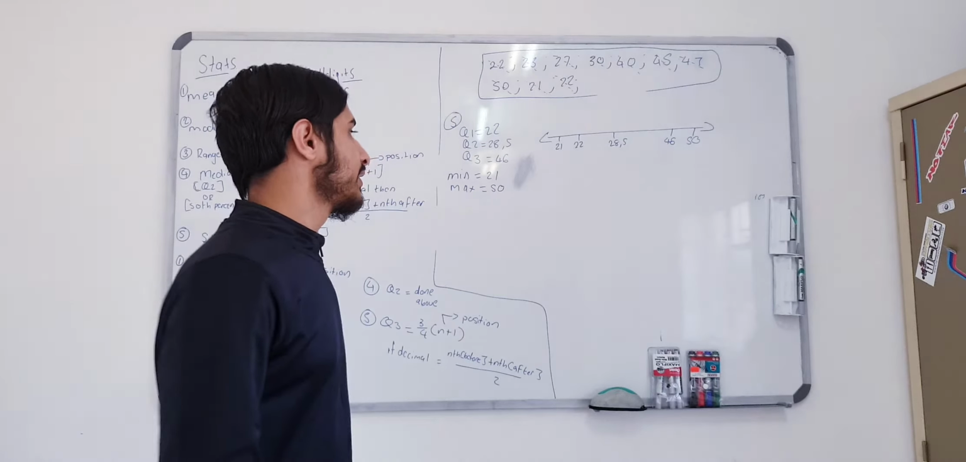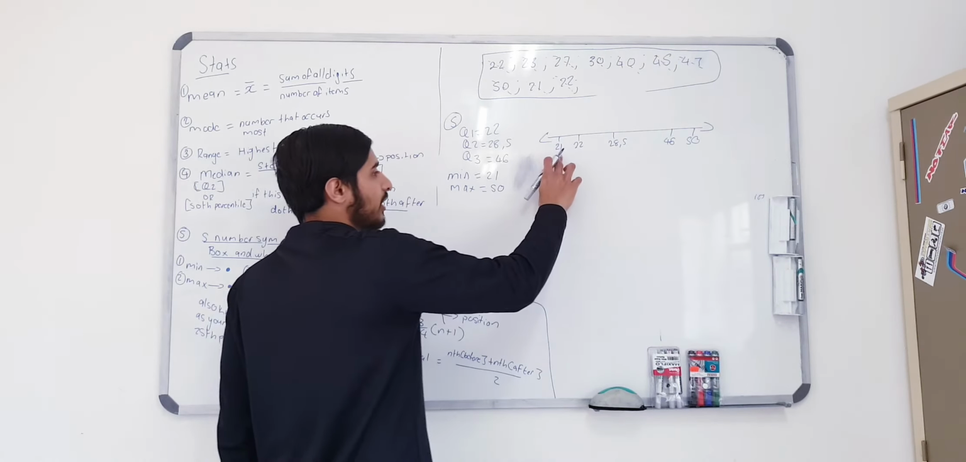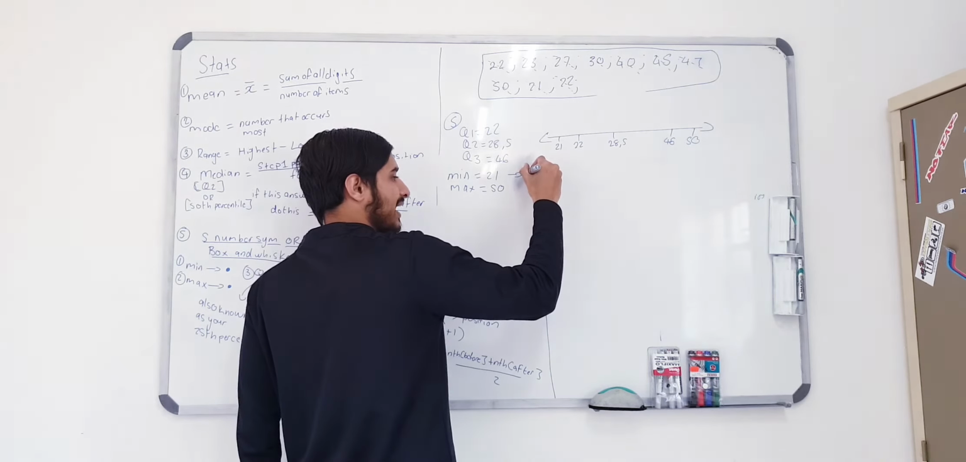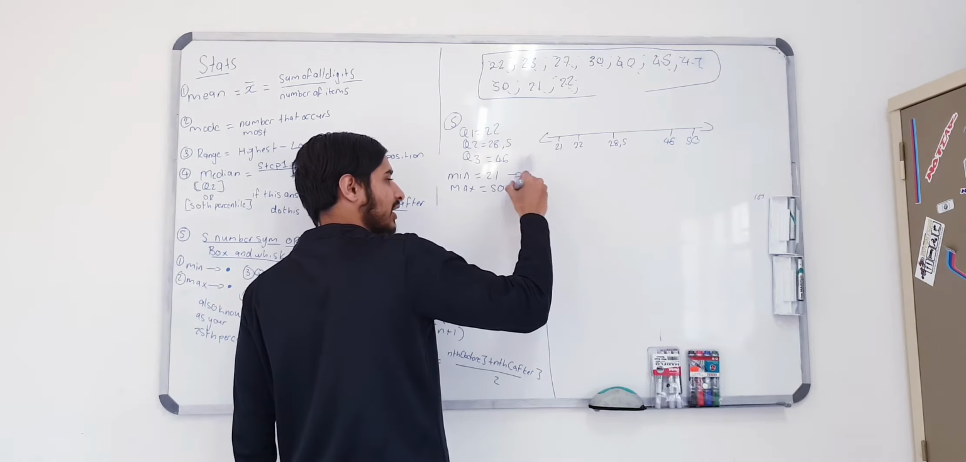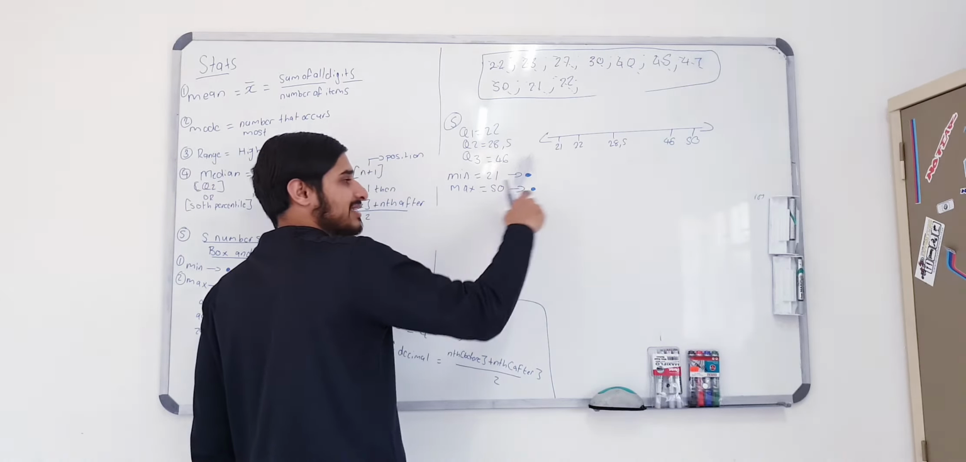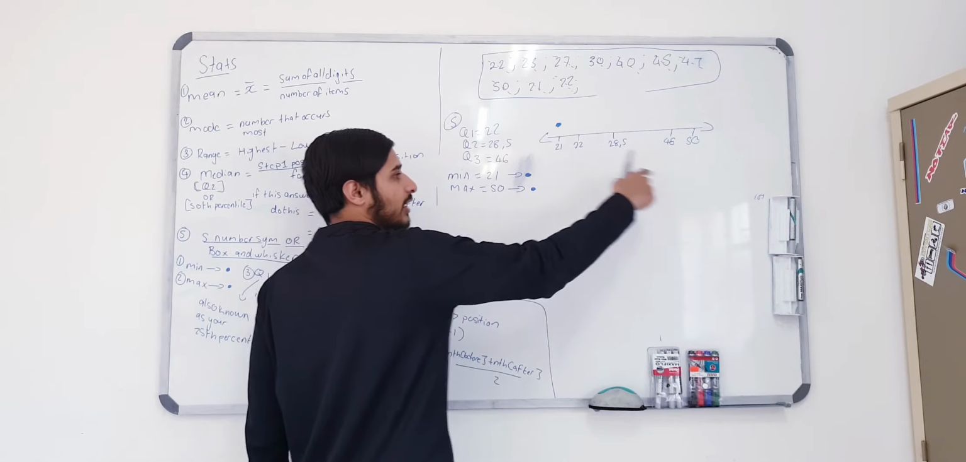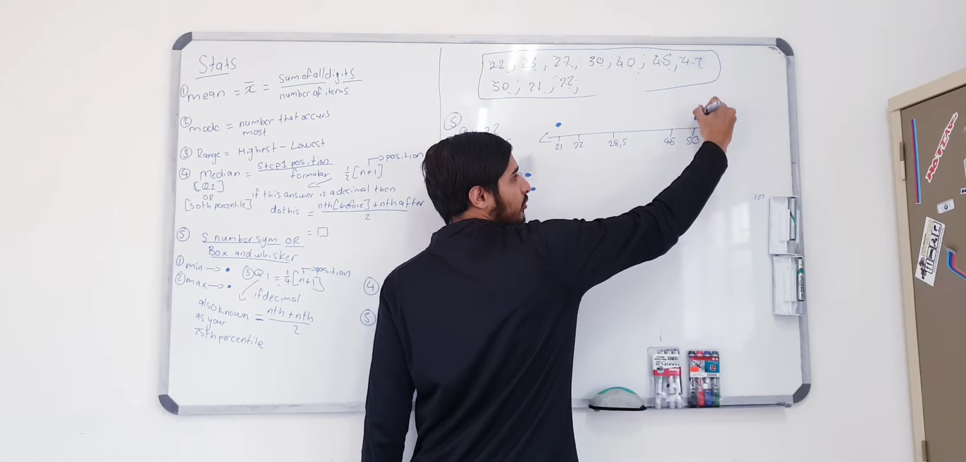Lovely. Now let's look at this here, right? In place of 21, it's your minimum. So when you represent a minimum, you have to represent it with a closed dot and a maximum with a closed dot. So on top of 21, you put a closed dot, and on top of 50, you go ahead and put a closed dot.